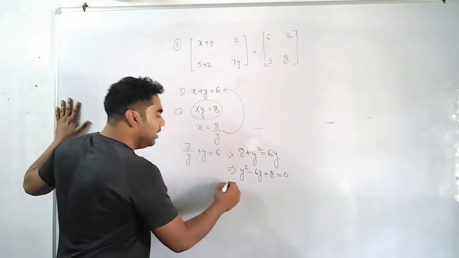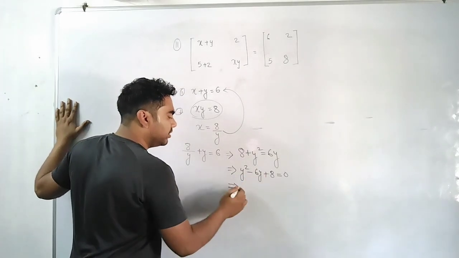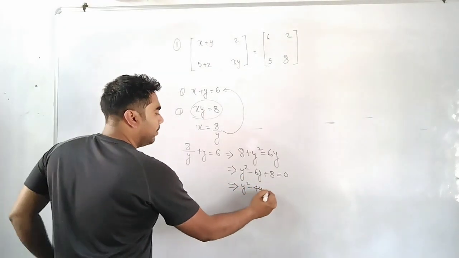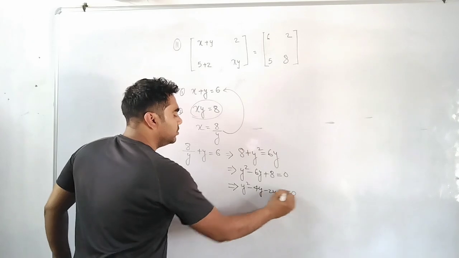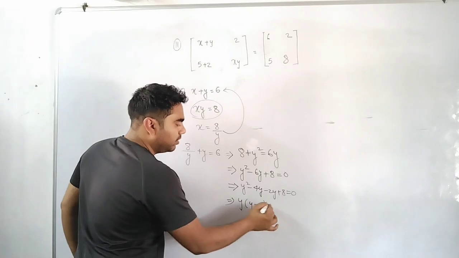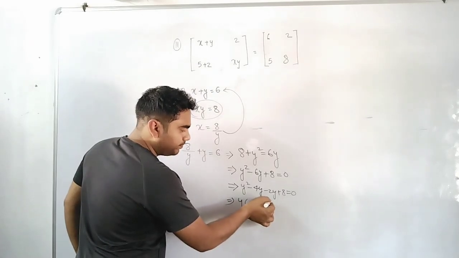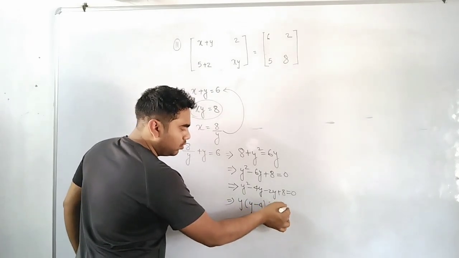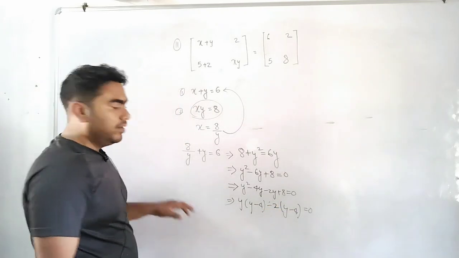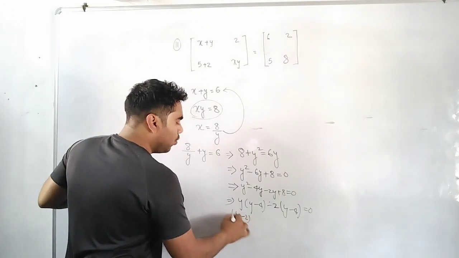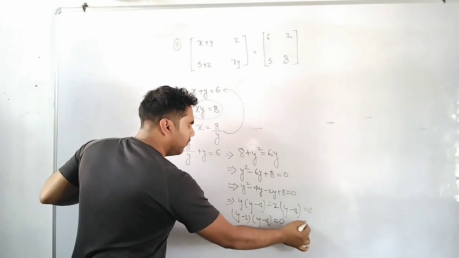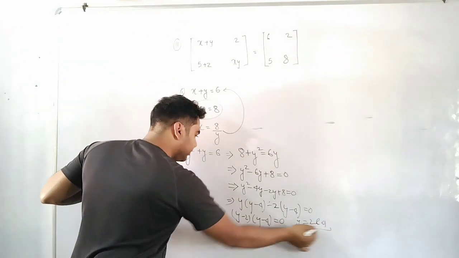Now kindly factorize this expression. y squared minus 6y, minus 4y minus 2y plus 8 is equal to 0. y(y minus 4) minus 2(y minus 4) equals 0. So here we get the value of y, nothing but 2 and 4. The value of y is 2 and 4.